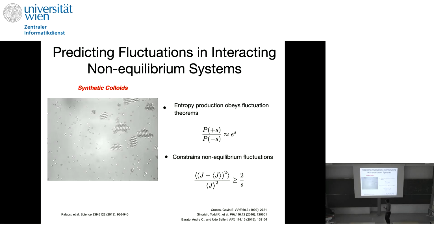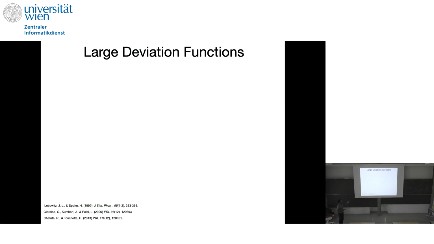And this, one thing to note, is that if the current that you look at is the entropy production, then this just gives you back a Gaussian distribution. So that's just something to remember. Okay, so now this is just a little bit of background.